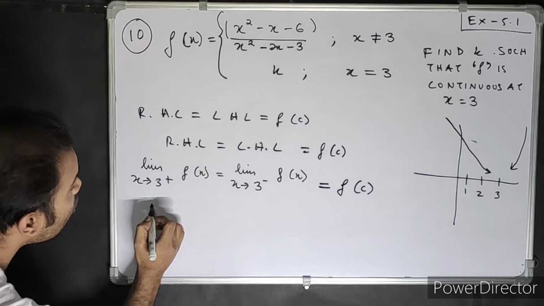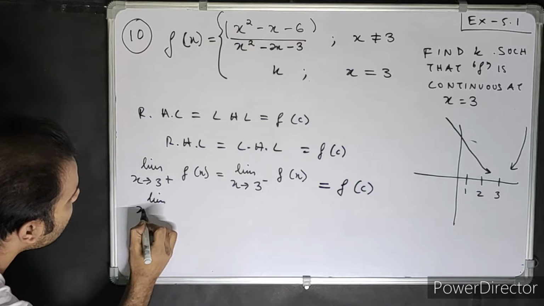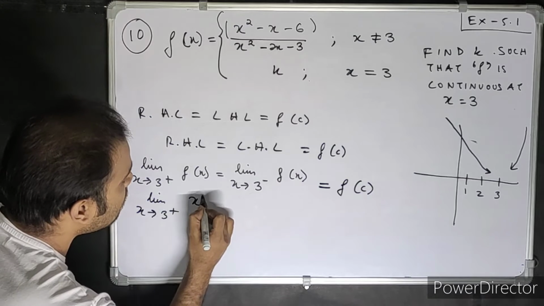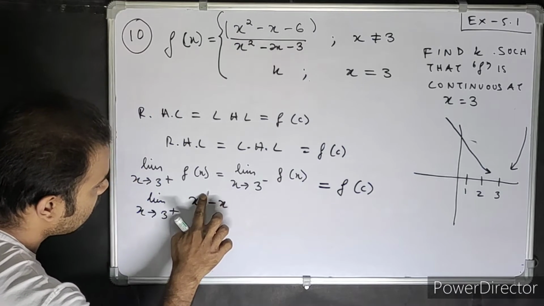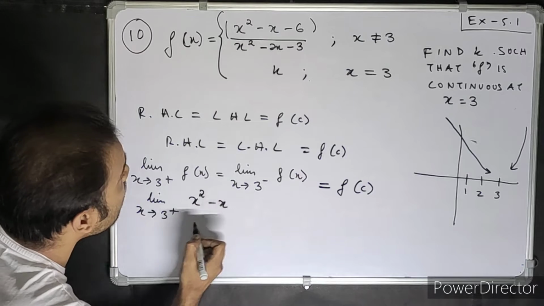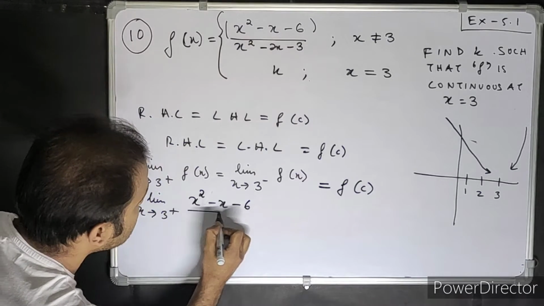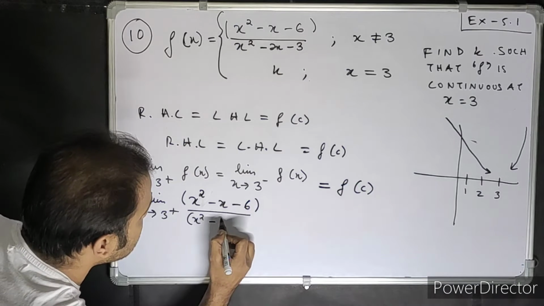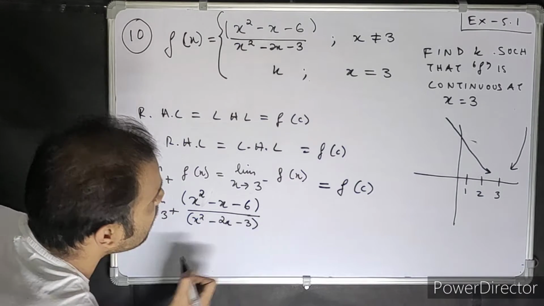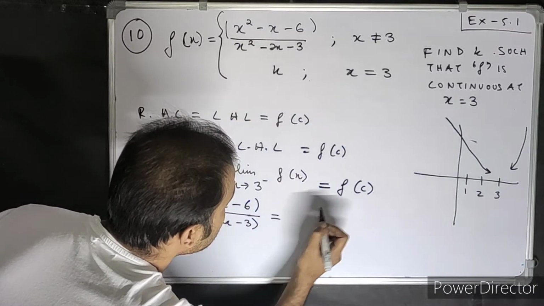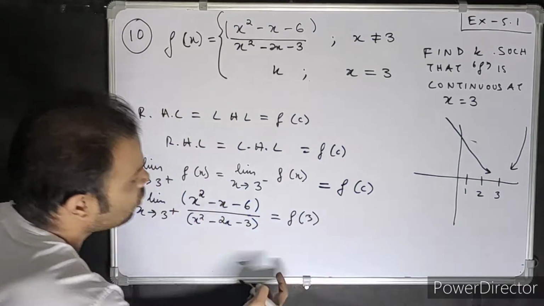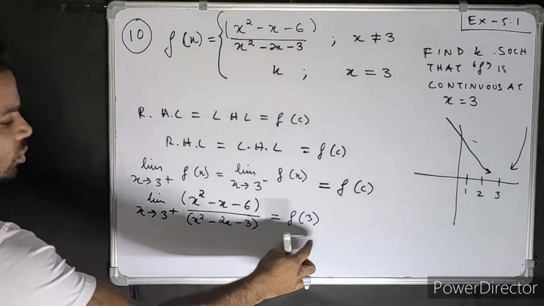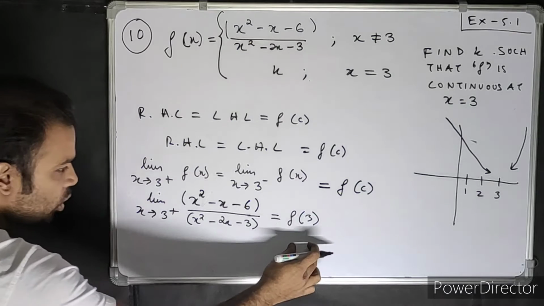So limit of x tends to 3 plus, x square minus x minus 6 divided by x square minus 2x minus 3 is equal to f of 3. So when x is equal to 3, then f of 3 is equal to k. So instead of f of 3, I'll put k.